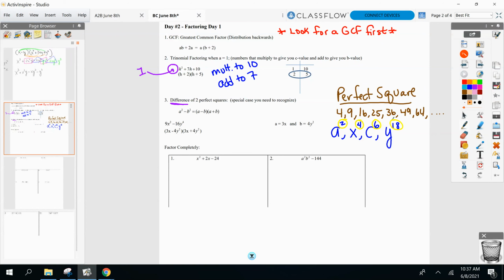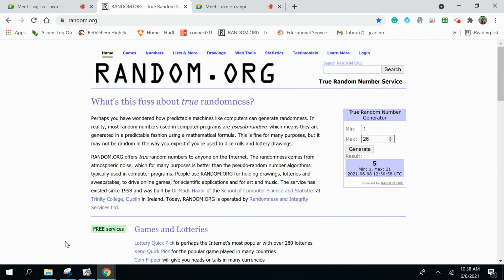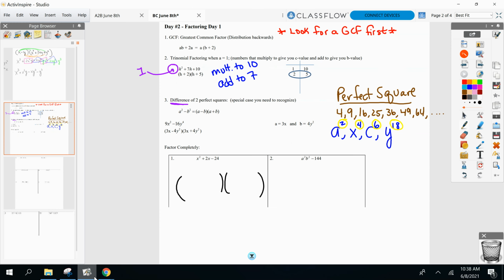Okay, what do you notice now? How many terms is it? 3, and what's the number out in front? 1. So now I can play the multiply to the last number, add to the middle number game. I have 3 terms where the leading number is 1. So you can have 2 numbers that multiply to this and add to this. Let me start calling on people. Hayden, here you go. I'm looking for 2 numbers that multiply to what?